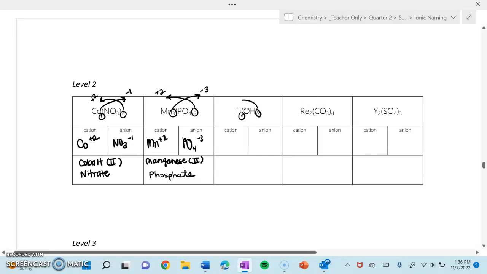This one, same thing. +4, -1. Titanium 4 hydroxide. Okay, I'll let you finish the other 2.